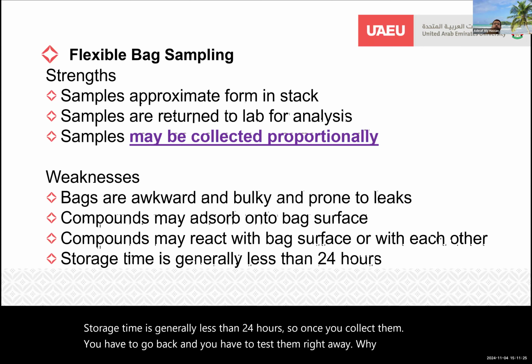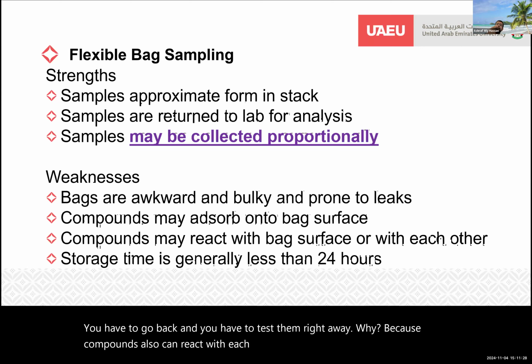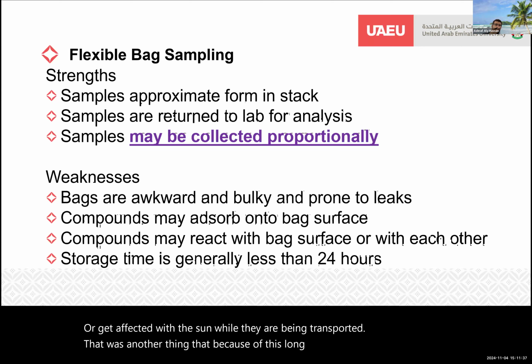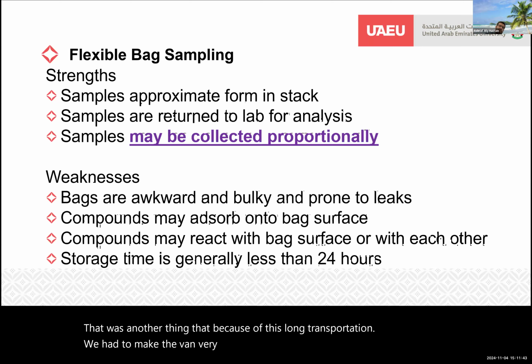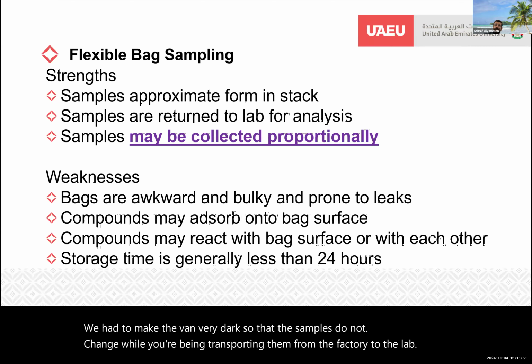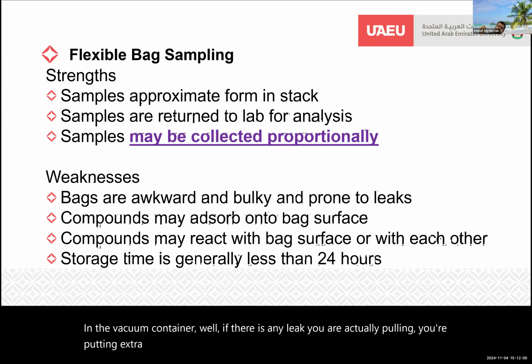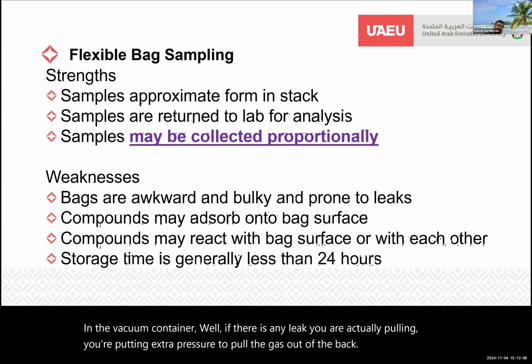Why? Because compounds also can react with each other or get affected by the sun while they are being transported. Because of this long transportation, we had to make the van very dark so that the samples do not change while being transported from the factory to the lab. With the vacuum, if there is any leak, you are actually putting extra pressure to pull the gas out of the bag. There is always a problem.